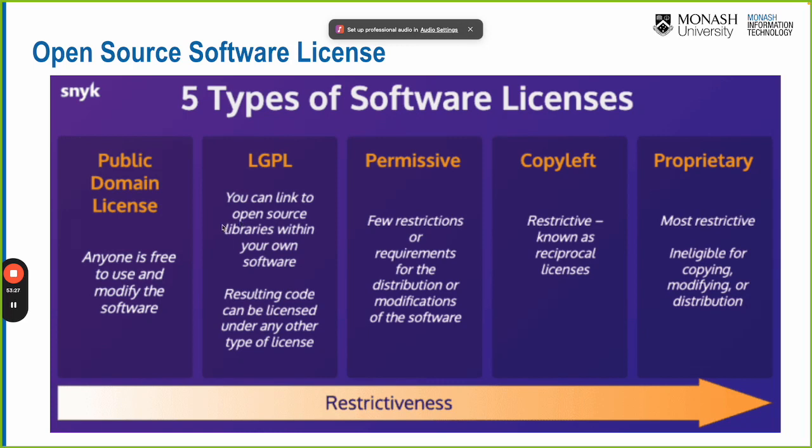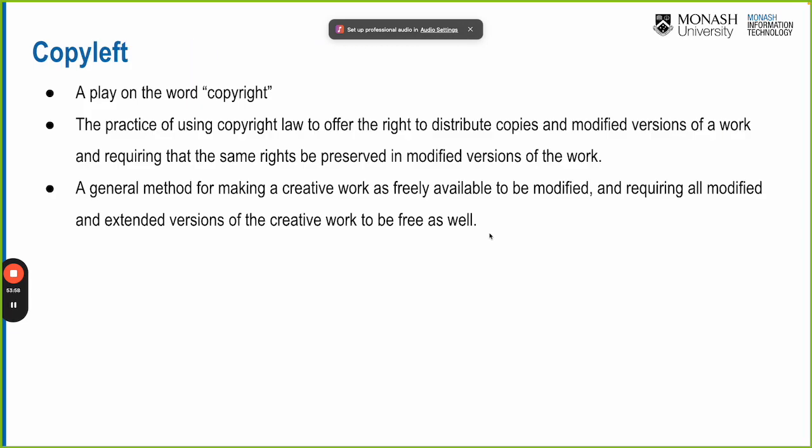Sometimes there's a permissive use. So permissive license means there are few restrictions or requirements for the distribution or the modification of the software system. Copyleft is quite restrictive, known as a reciprocal license. Then there's the proprietary use, which is the most restrictive use of the software. That means you are not eligible for copying, modifying, or distribution at all. So it really depends.